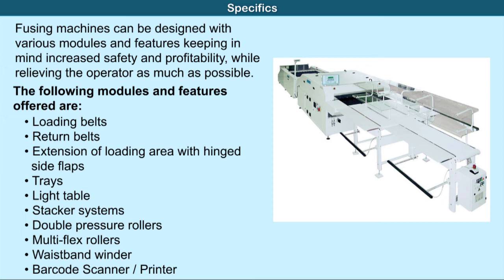We offer different types of modules and features in the fusing machine. Some of the modules and features are mentioned below. In the fusing machine: loading belts, return belts, extension of loading area with hinge side flaps, trays, light table, stacker systems, double pressure roller, multi-flex rollers, waist band winder, barcode scanner or printer. These are all required.